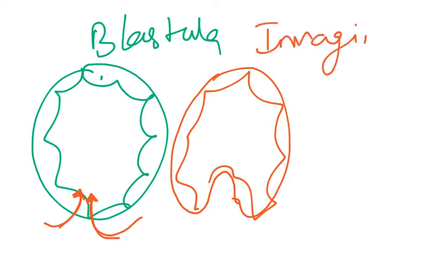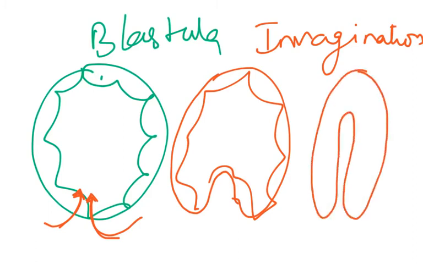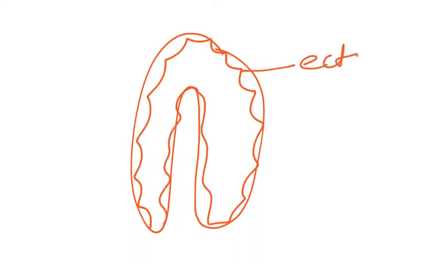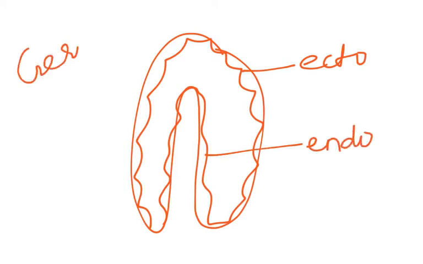Such an invagination in the blastula results in the formation of a stage called gastrula. In the gastrula, the layer outside is called ectoderm and the layer inside is called endoderm. We generally consider these layers as germ layers.